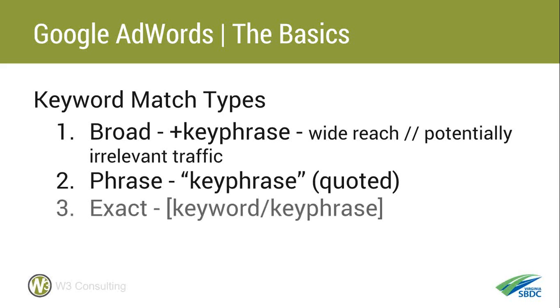Finally, the third type is exact. Exact is where you put a particular phrase in square brackets, and there are no words before or after the keyword or key phrase you put in there. So that basically says if I type in shoe, then it's only when someone types in shoe into Google will you display my ad. Okay? Now there's a caveat to this.